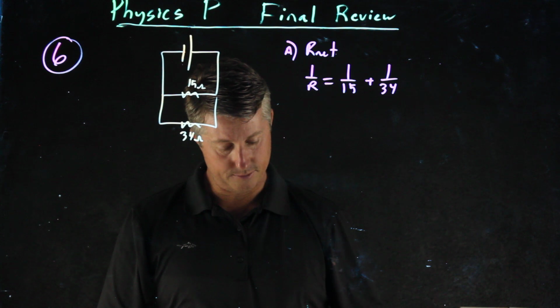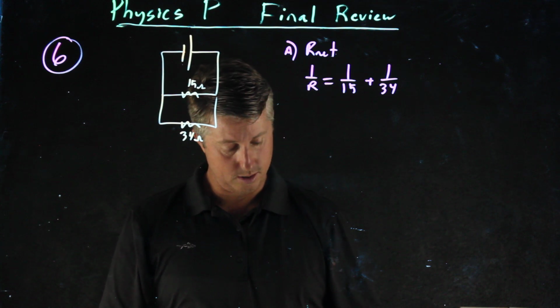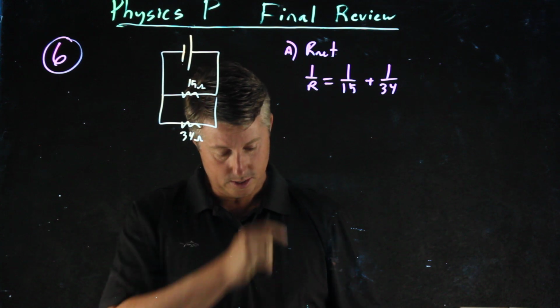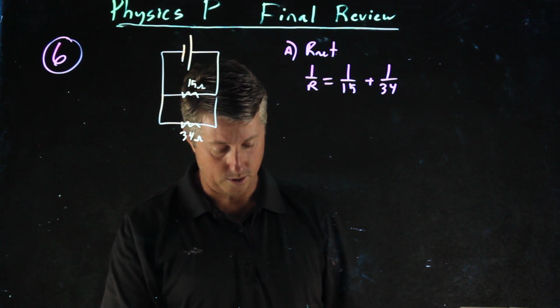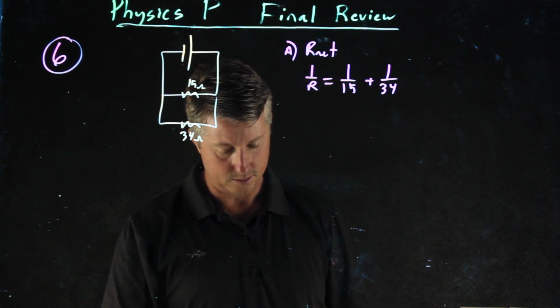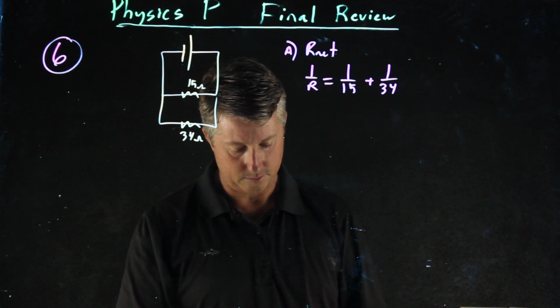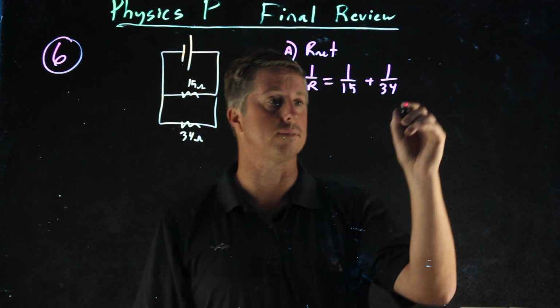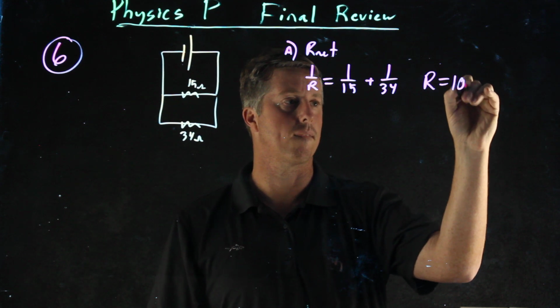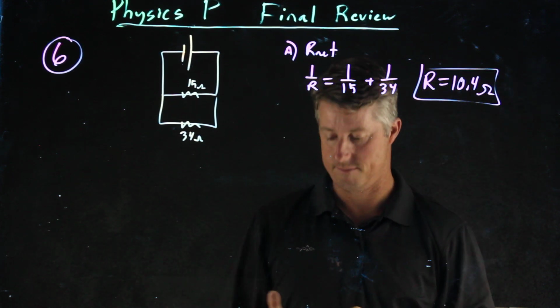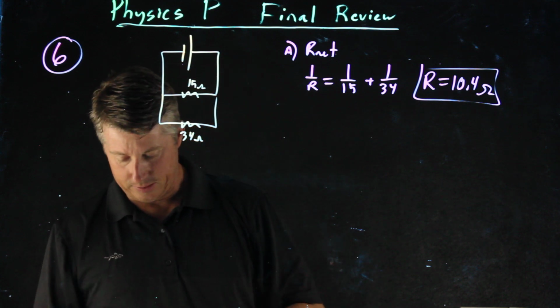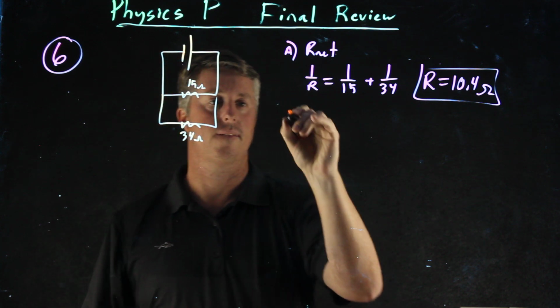1 divided by 15 plus 1 divided by 34. That is 9.6 times 10 to the negative 2. 1 divided by that answer gives me 10.4. This is the answer to A. Find the current in the system.